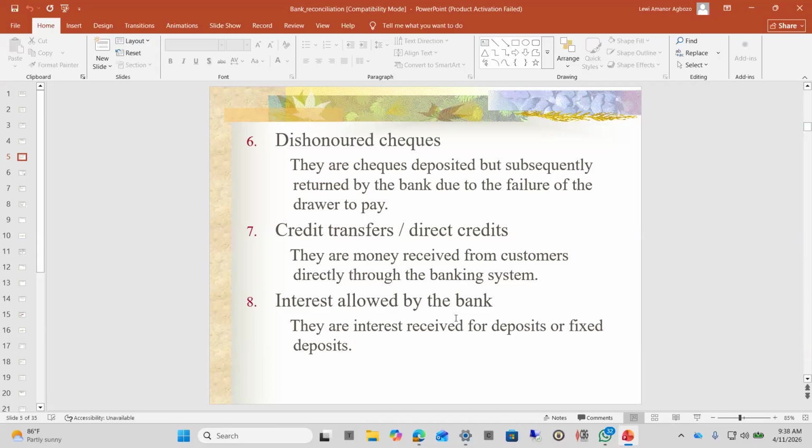Yes. Then the seventh thing that can also bring about differences in the bank statement and the cash book is what we call credit transfer or direct credit. Don't forget the direct debit can also be a debit transfer. And this one we are talking about is credit transfer or direct credits. These are monies paid into your account directly without you knowing. For instance, someone is owing you, he has your bank account number, your customer, and then he decides to pay. So he goes and pays.